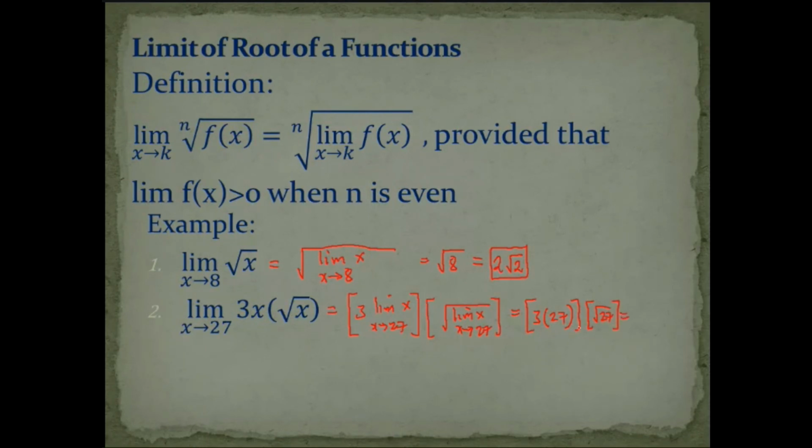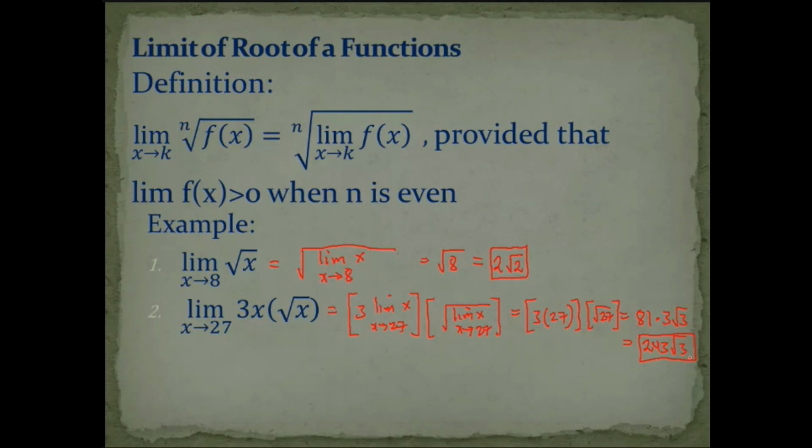3 times 27 is 81. Ito ay 81. At yung simplest form ng square root of 27 is 3 times square root of 3. And then 81 times 3 is 243. Then copy square root of 3. At ito na po yung limit niya.